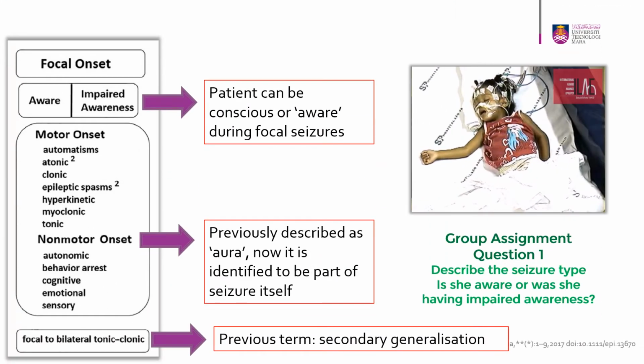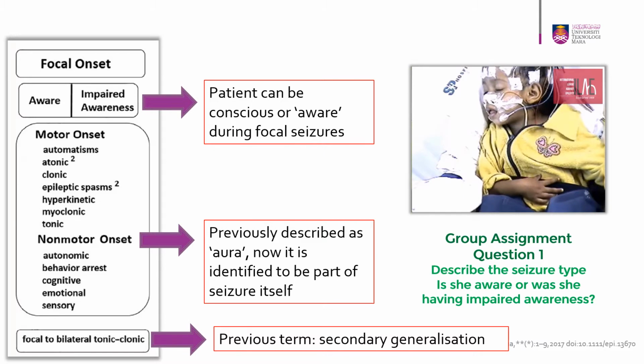For focal onset, the patient could be aware during the seizure episode, or having impaired awareness. Motor onset is when the sign can be seen by the observer, while non-motor onset is symptom experienced by the person. Focal onset seizure can then progress to bilateral tonic-clonic, previously termed as secondary generalization.